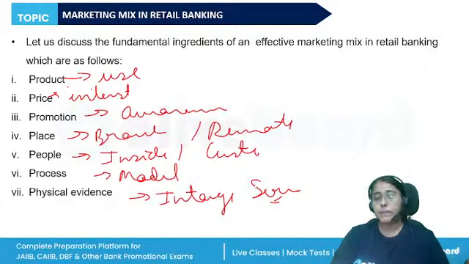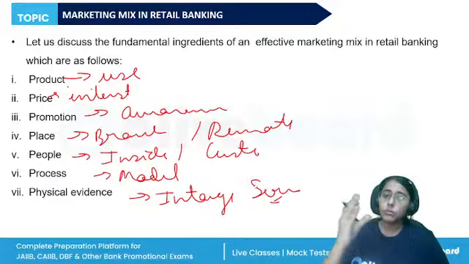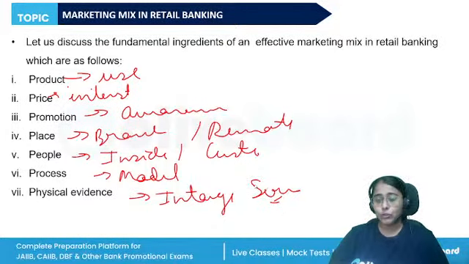Let's say we have a very good product, but we do not price it correctly, or we do not do the promotion. It will lead to loss for us. Similarly, if the process is not correctly used, again it will be a loss. So this is how the marketing mix works.